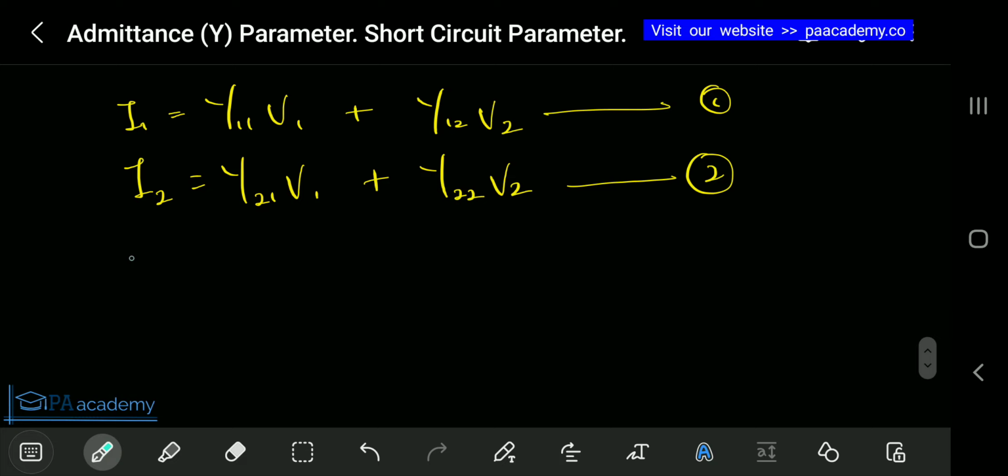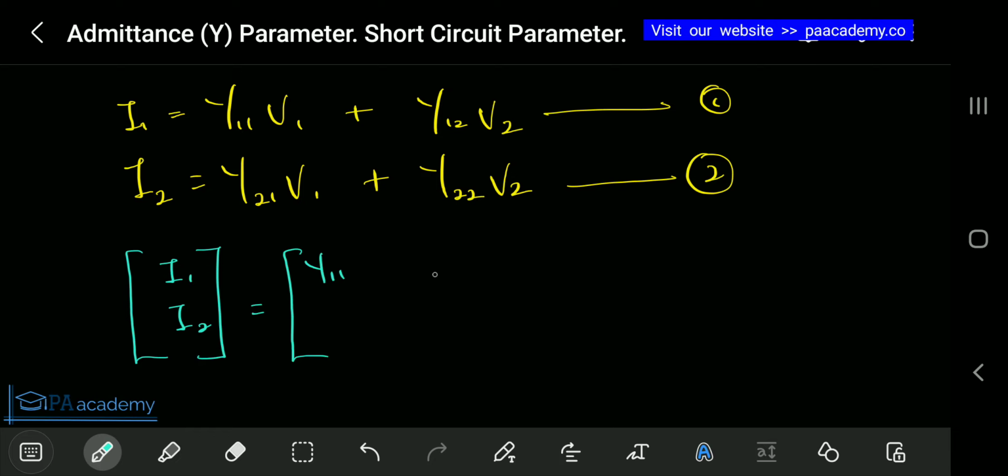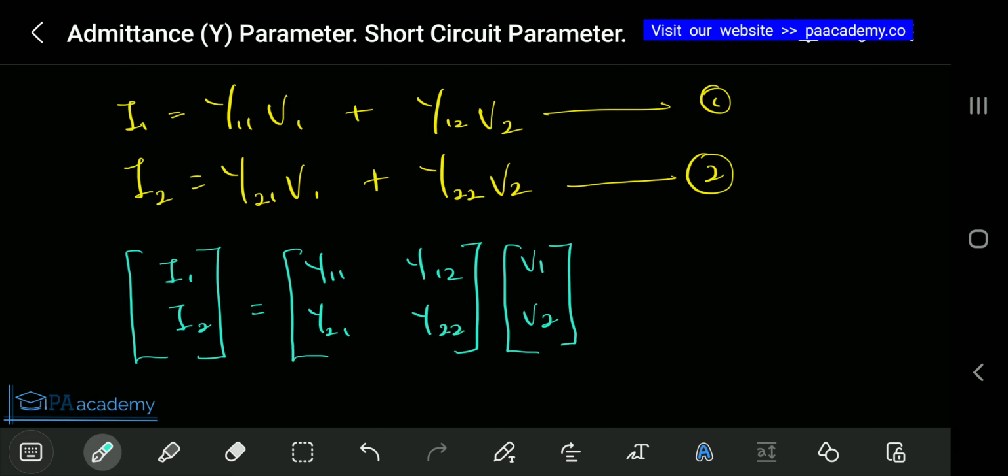In matrix form, this will be our I1, I2 equals Y11, Y12, Y21, Y22, then we have our V1, V2. Some questions might tell you to find the admittance matrix. So using the knowledge in Z parameter, once you get your Y11, Y12, Y21, and Y22, you can just rearrange it like this.